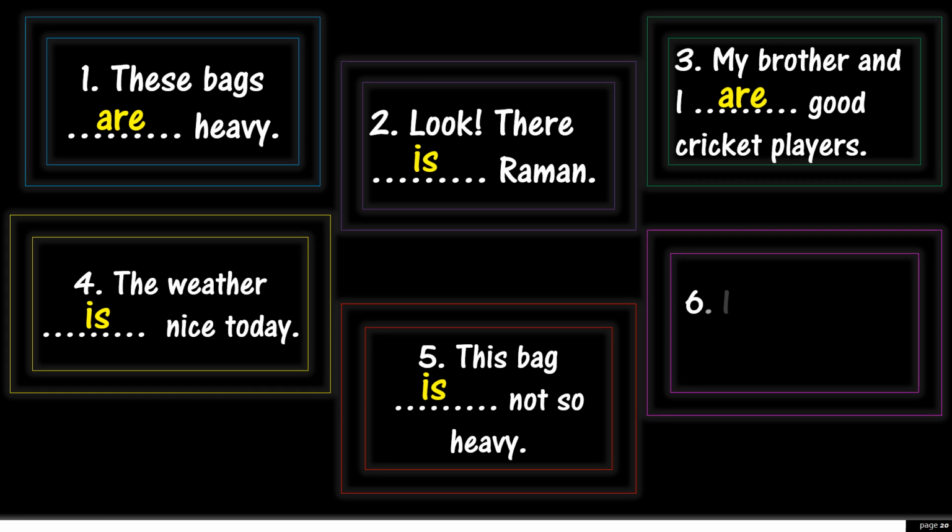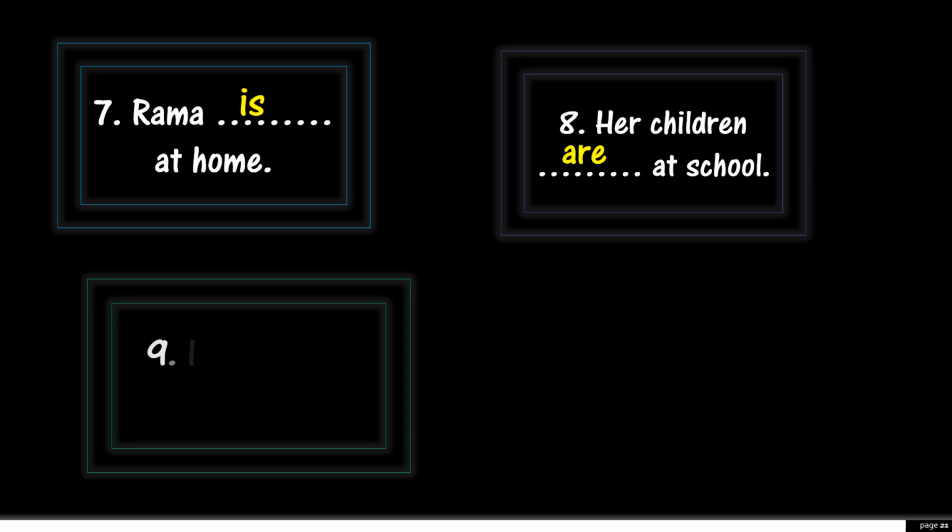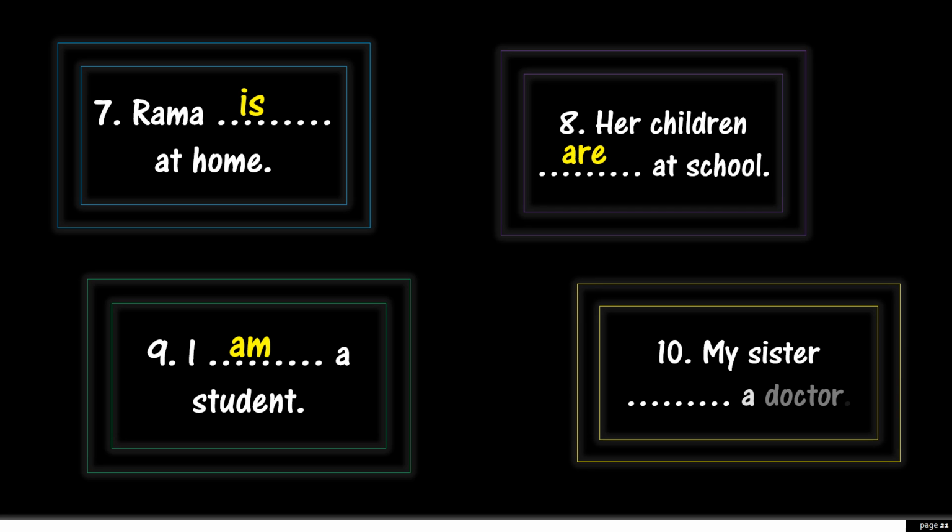Sixth one, I dash not tired. I am not tired. Then the next one, Rama dash at home. Rama is at home. Her children dash at school. So her children are at school. I dash a student. I am a student. My sister dash a doctor. My sister is a doctor.